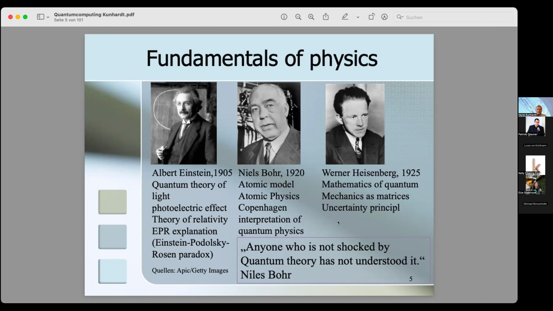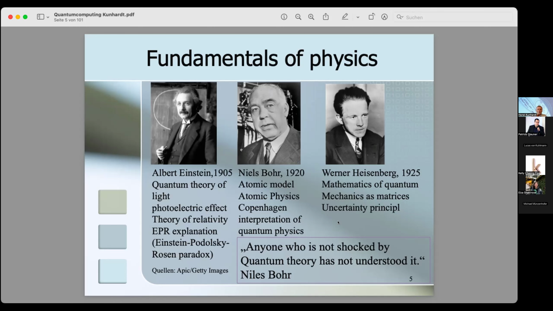Albert Einstein got the Nobel Prize, not for the theory of relativity, but for his major work on the photoelectric effect as a basis for his quantum theory of light. Einstein was a bit careful with the interpretation of what he found out.